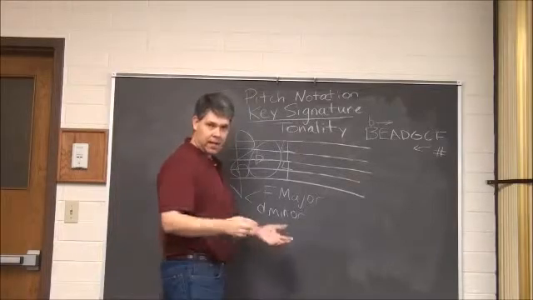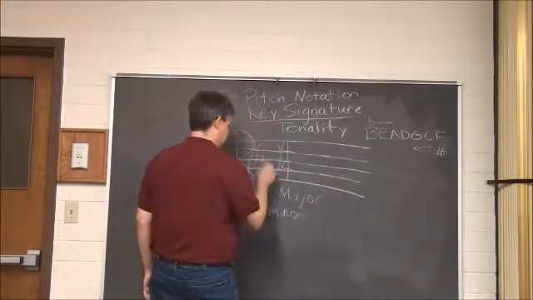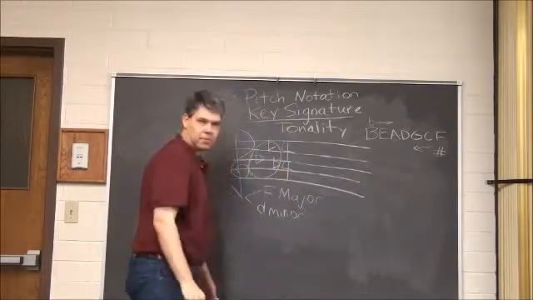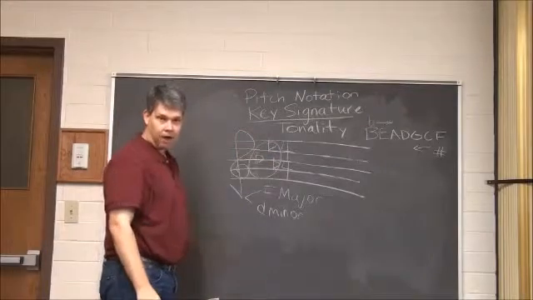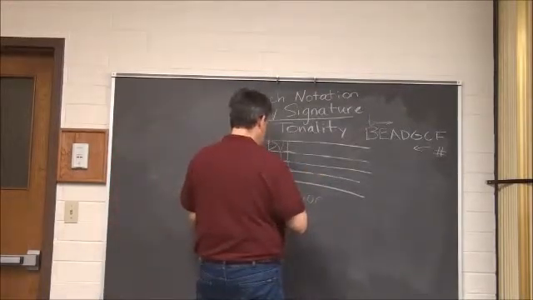If I need to have three flats in my key signature, I go B, E, and A. And they have to go B, E, and A. They have a specific place on the staff. Okay? Let's say I want all 7 of them.